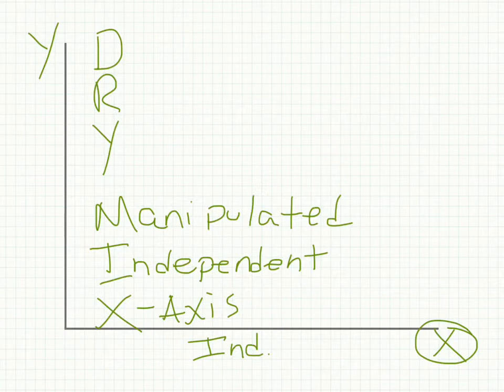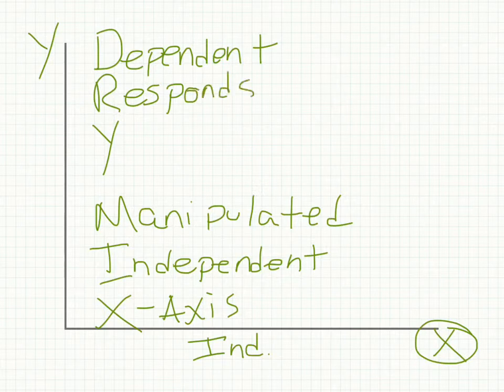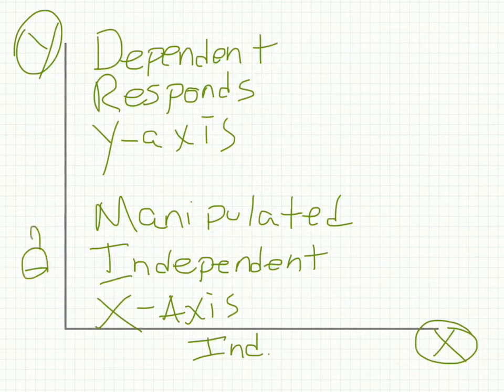Now, the other part of the acronym, DRY, the D stands for the dependent variable. The dependent variable is the one that responds to the changes that you make to the independent or manipulated data. So when you change the independent variable, there should be a corresponding, if there's a relationship, change to the dependent variable. And the dependent variable goes on the y-axis, which means that this axis over here, the y-axis, is where we're going to put our dependent variable.